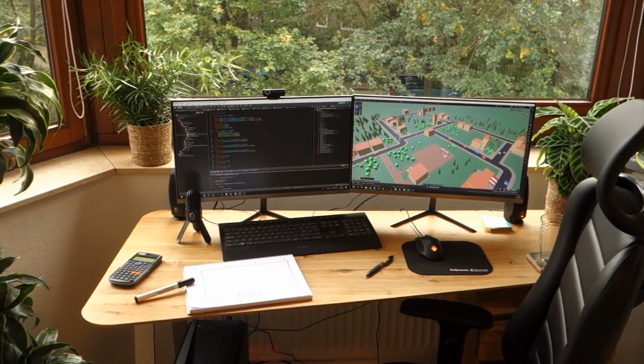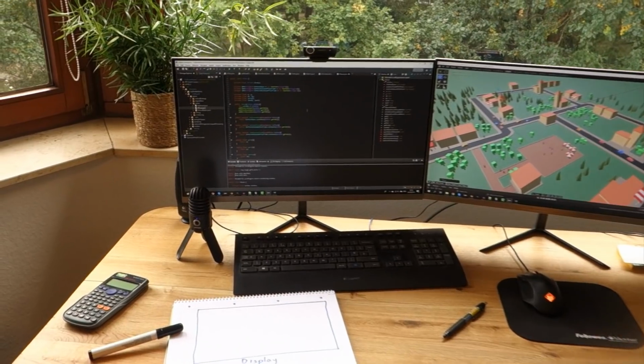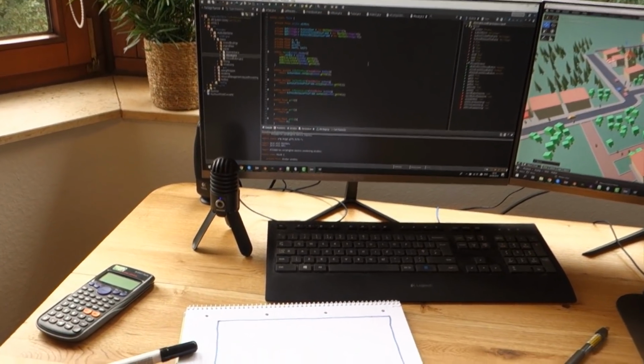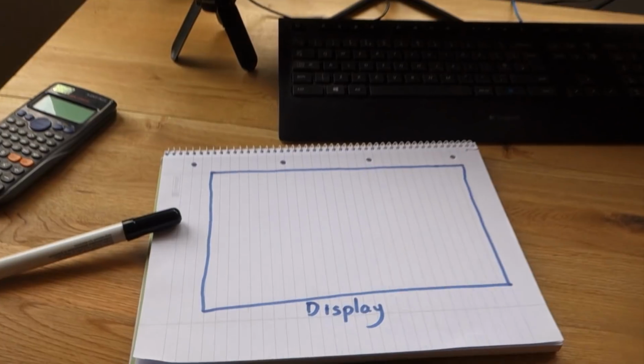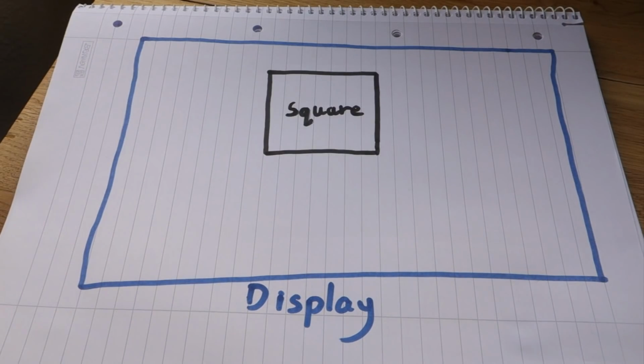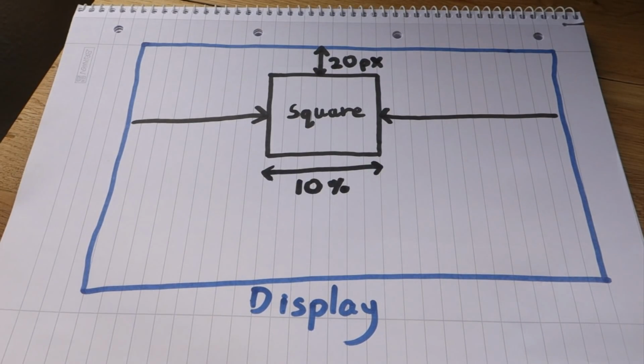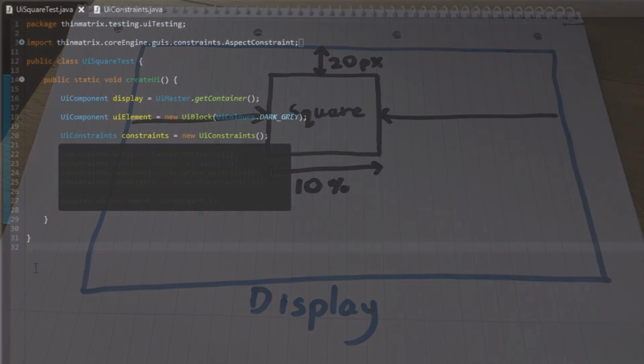I just want to demonstrate to you quickly the system that I'm working on for positioning UI elements on the screen, and it also automatically handles the display size changes. So as an example, let's say that I wanted to add a grey square onto the screen and I want it to be centered horizontally. I want it to be 20 pixels from the top of the screen, and I want its width to always be 10% of the width of the display. So I've been working on a constraint system that makes this fairly easy to do.